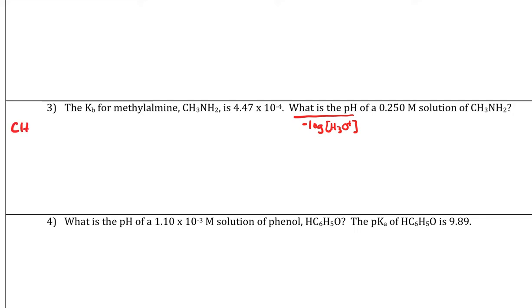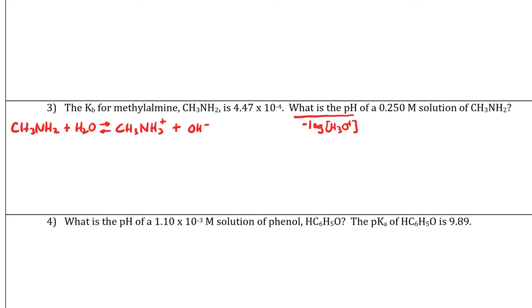This is CH3NH2 reacting with water as a base. And remember, a base is a proton acceptor, so it's going to take one of those H's from water and make CH3NH3 with a positive, and it's going to produce the base particle, which is our hydroxide ion, like so.